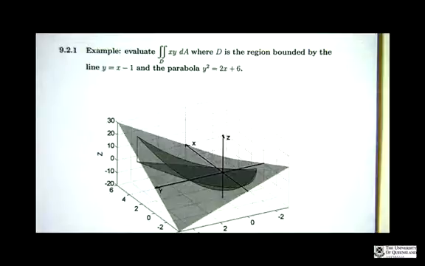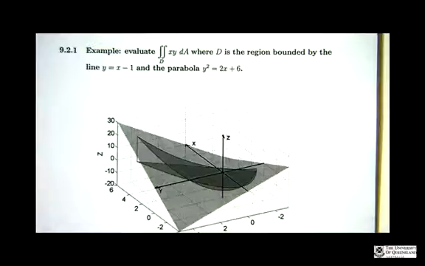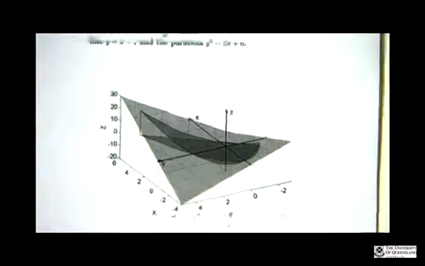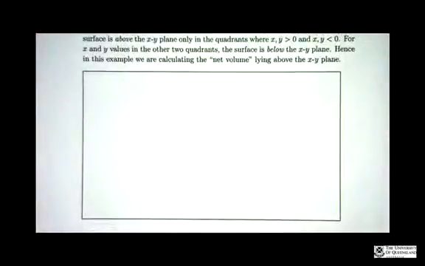We're being asked to evaluate this double integral of the function xy, where D is the region bounded by these two curves in the xy plane. One is the line y equals x minus 1, and the other is this parabola. So again, let's just start the example by looking at a diagram of the region. And what I'd really like to do, just as a first step, is work out an expression for the region of this form, which then will allow me to apply Fubini's theorem.